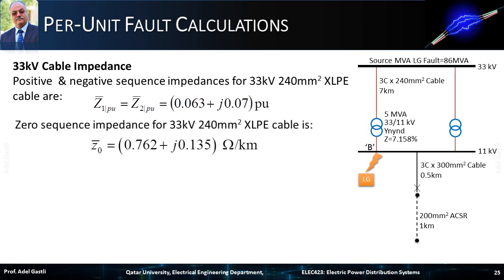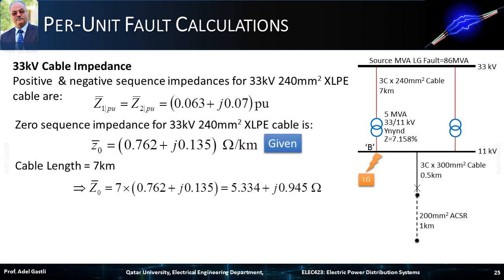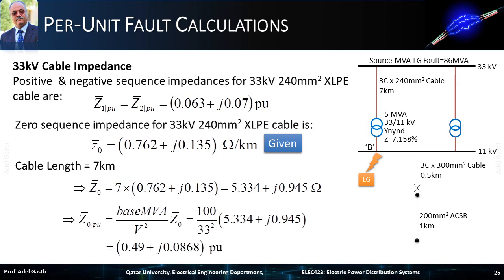The zero sequence linear impedance for this cable is given, in ohms per kilometer, by the manufacturer, as shown here. Since the cable length is 7 kilometers, we can calculate the total zero sequence cable impedance by just multiplying the previous linear impedance by 7, so that we get it in ohms as shown here. The per unit value of the zero sequence cable impedance is calculated by dividing the previous value by the base impedance, that is 0.49 plus J0.0868 per unit.